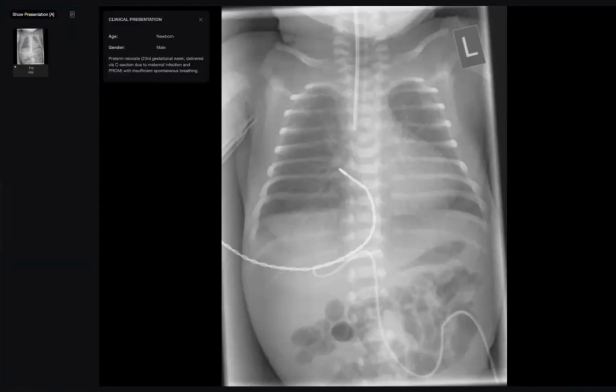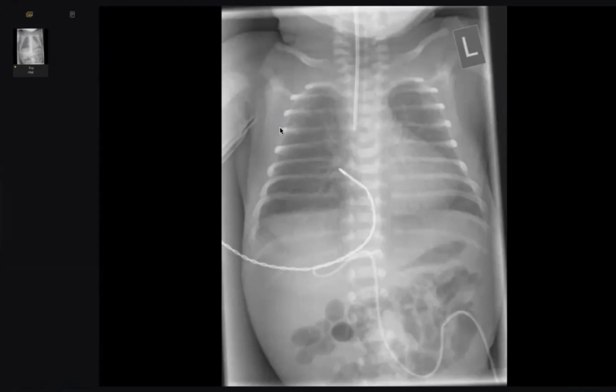This is the frontal view of the chest and abdomen. I wanted to tell something. This is a newborn male patient, a preterm neonate, presented with insufficient spontaneous breathing.